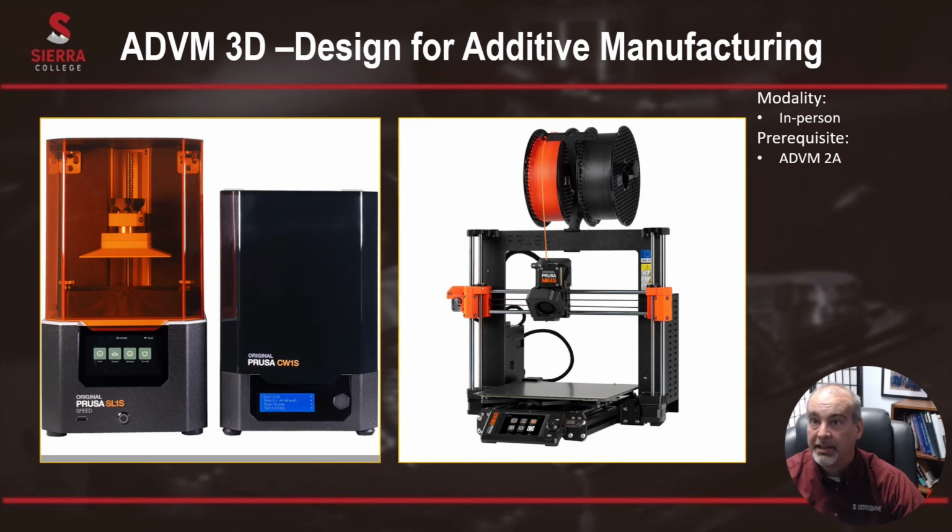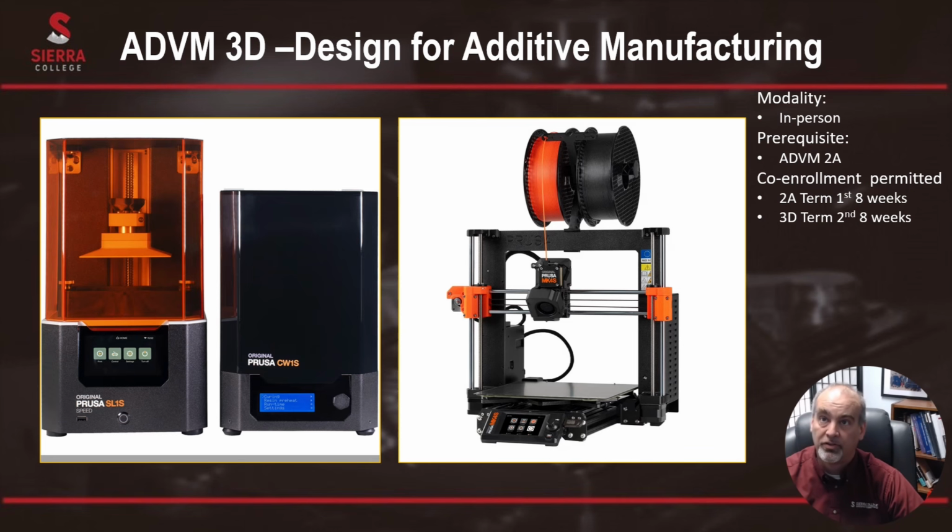You really should try to take that class in your first semester so that you have options to take anything that uses it as a prerequisite. Co-enrollment is permitted, so if you take ADVM 2A in the first 8 weeks of the term, the system will allow you to register for ADVM 3D in the second half before you've completed it. Another note is ADVM 3D is a core requirement for the mechatronics program as well.